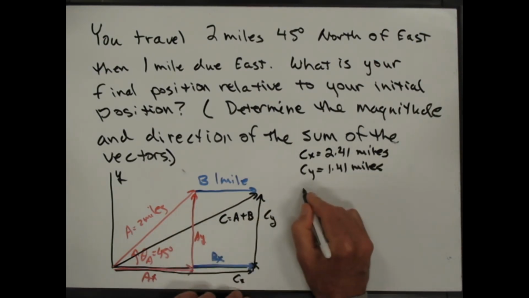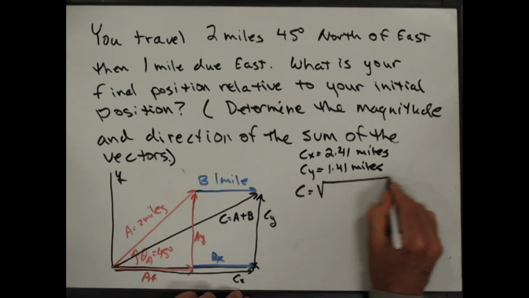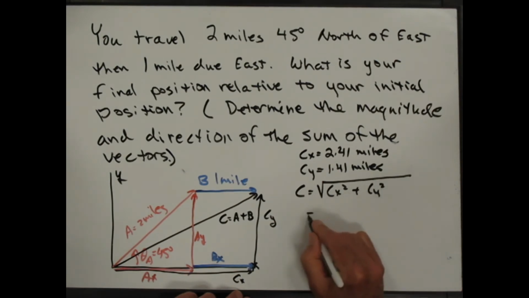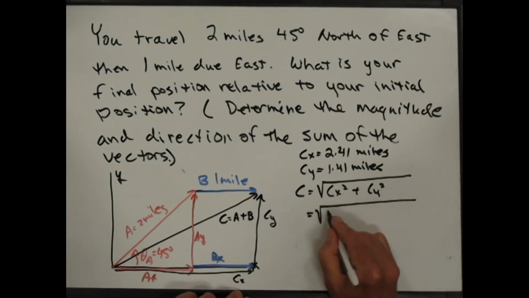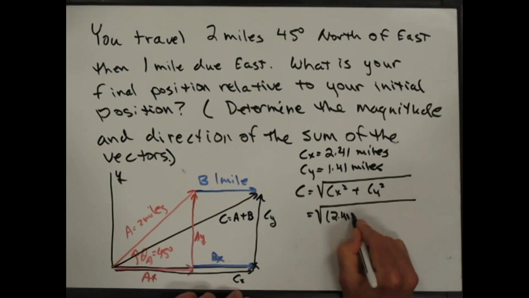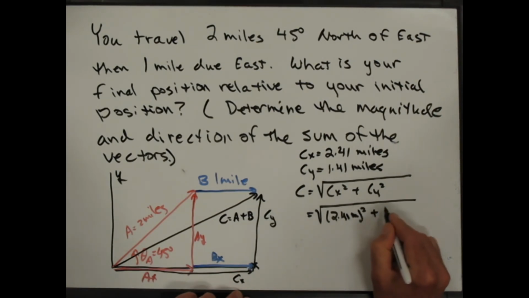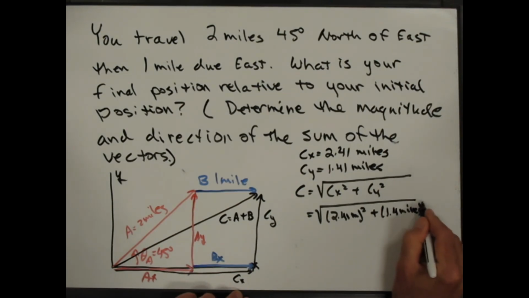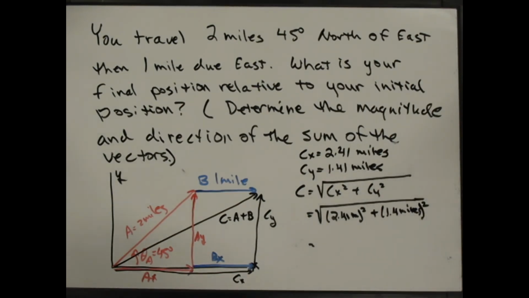Well, the magnitude of C is just the square root of CX squared plus CY squared, which is the square root of 2.41 miles squared plus 1.41 miles squared, which is 2.8.